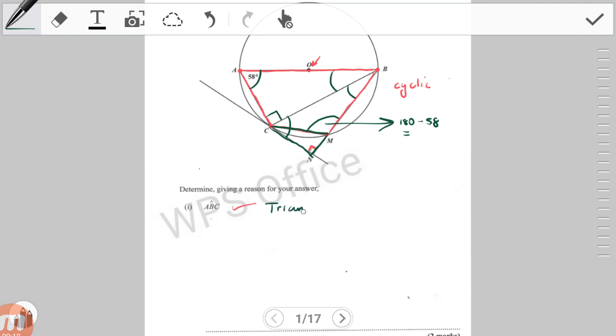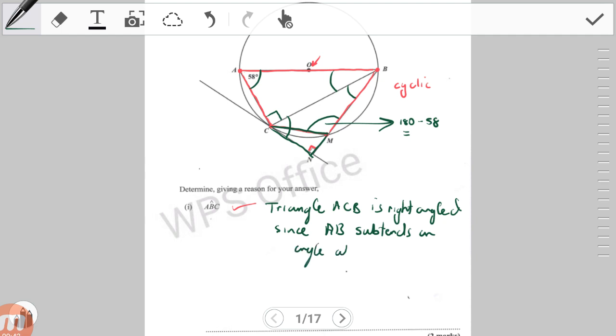So we can start off by saying that triangle ACB is right angled since AB subtends an angle of 90 degrees at the circumference. Right, so that's the reason why I say that this angle is 90 degrees.